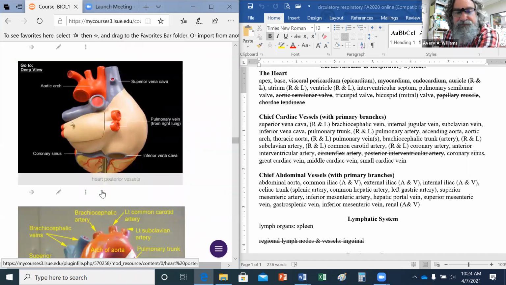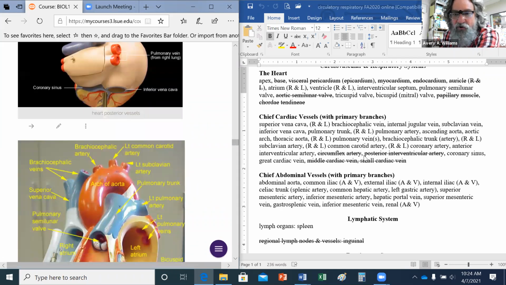Don't screw that up. Make sure you know your veins and your arteries, and your oxygenated and deoxygenated, and your pulmonary versus systemic. Okay, pulmonary veins.